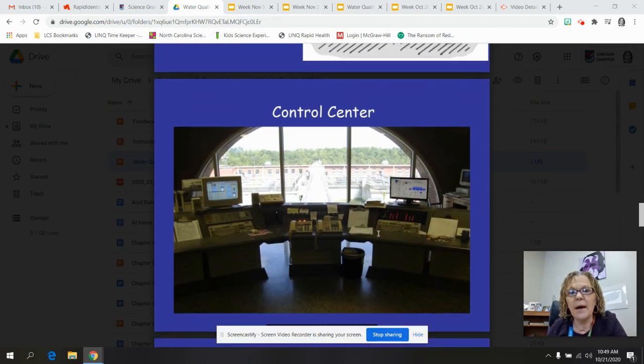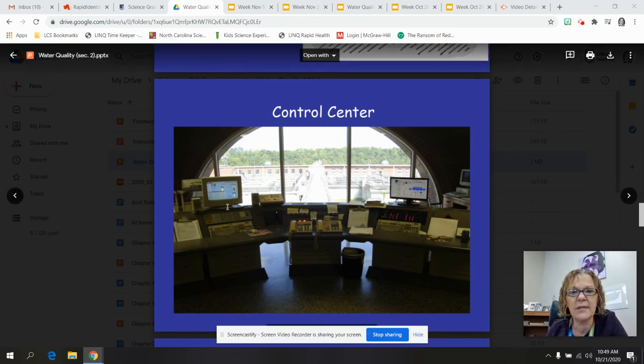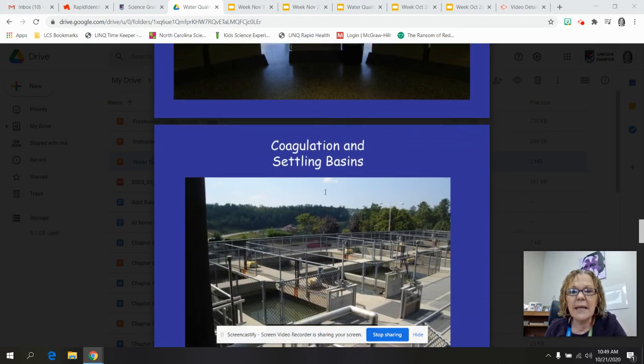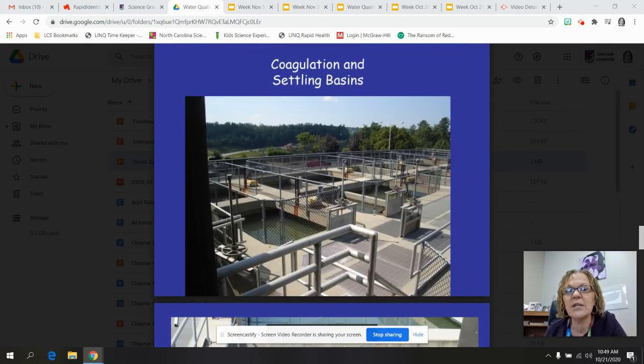As I told you earlier, I went to the wastewater treatment plant that's in Hickory, and this is the control center. This was several years ago, so I'm sure their computer system is looking much better than it does in that picture. Here are the coagulation and settling basins.